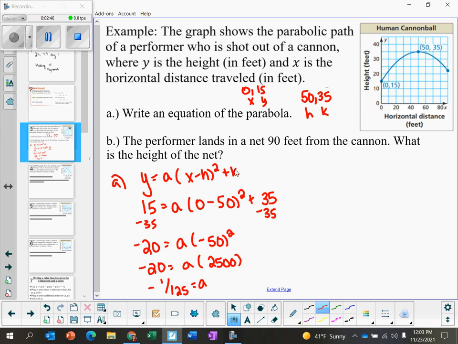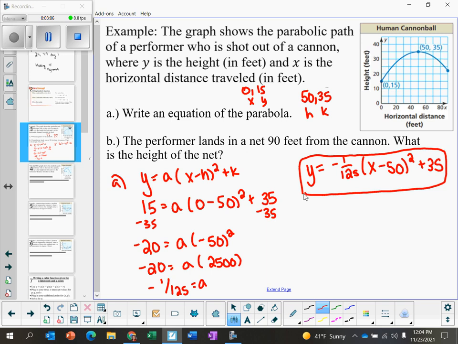So to rewrite it, I'm going to keep the letter y. I'm going to plug in a. I'm going to keep the letter x, but I'm going to replace the h and the k. So it's going to be y equals negative 1 over 125 times (x minus 50) squared plus 35. So that is the answer to part A, right? That is the equation of the parabola.